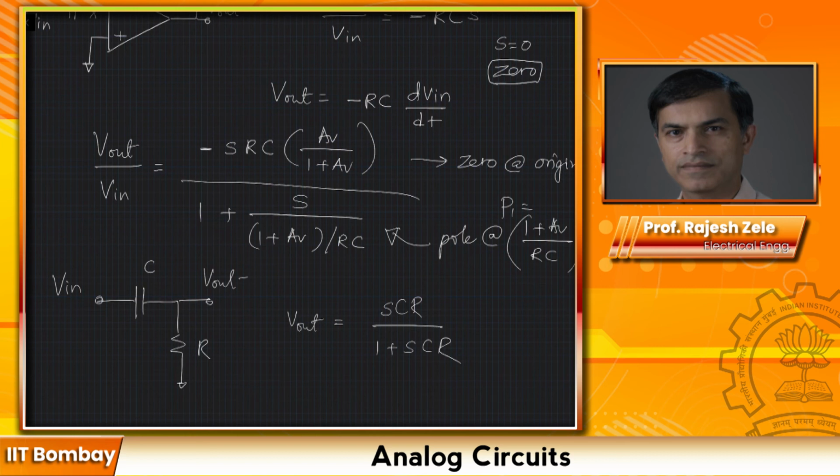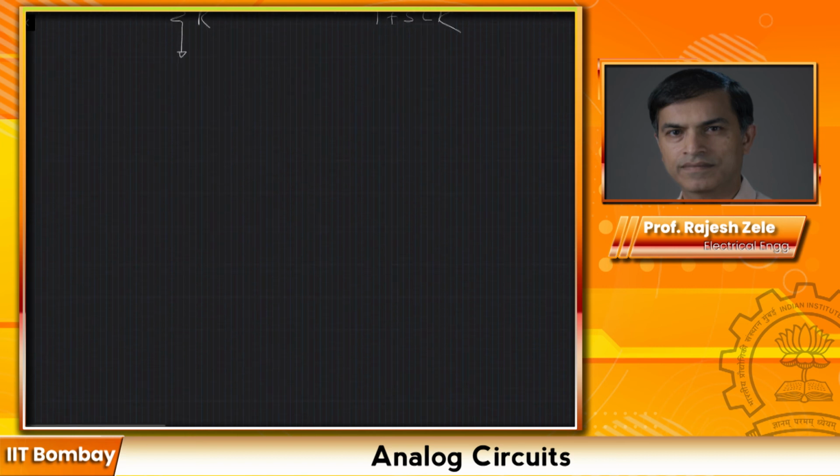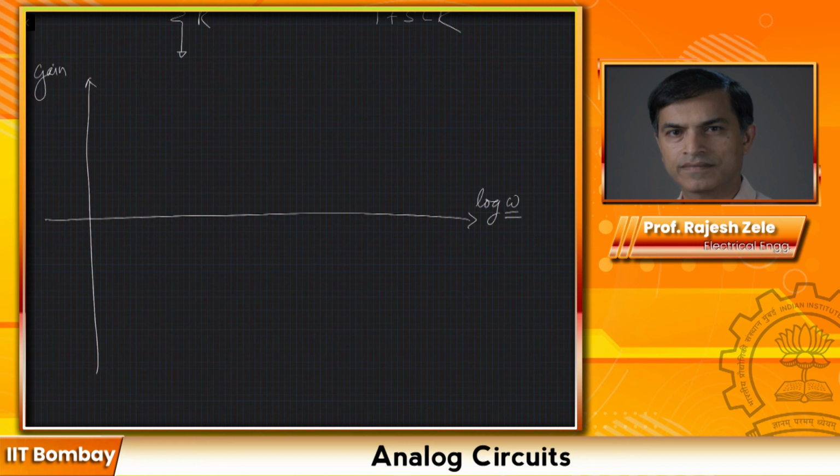All right. So if you do the Bode plot now, it will look like this. And here we do log of omega. Omega is the radians per second frequency. It's plotted in the log scale, and the gain is in dBs, which is 20 log of gain.